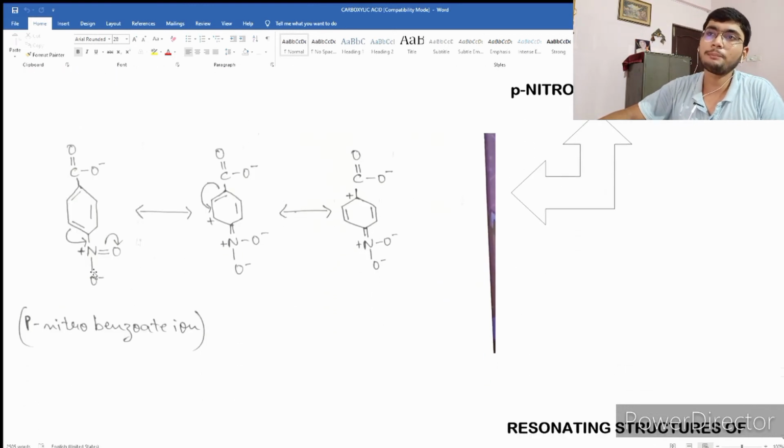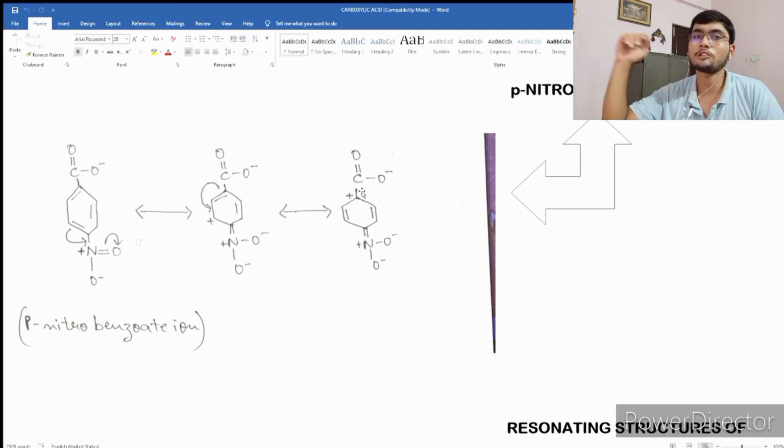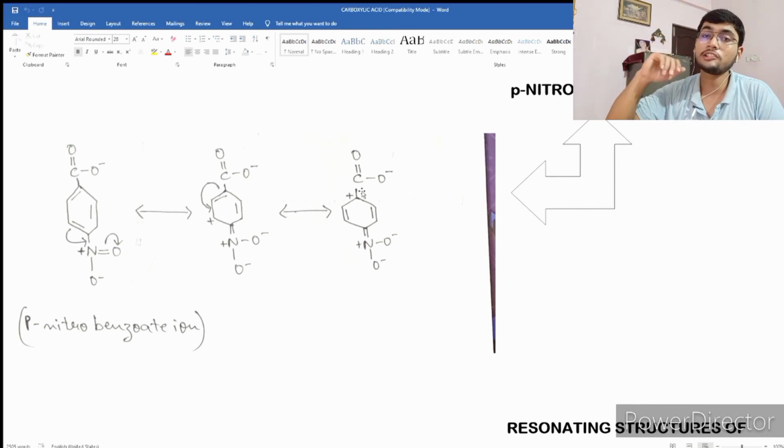You see that this is a para nitrobenzoate ion. Now, the nitro group is a minus I effect group as well as a minus R effect group. You see here that this carbon is getting a positive charge on it. So this means that the electron density of the carboxylate ion is being reduced due to the nitro group which is attached at the para position. So the negative charge of the carboxylate ion gets dispersed, or the intensity of the negative charge of the carboxylate ion is reduced. This means that it is stabilized, and it is stabilized by two effects: the minus R effect group which is shown here, as well as the minus I effect group.